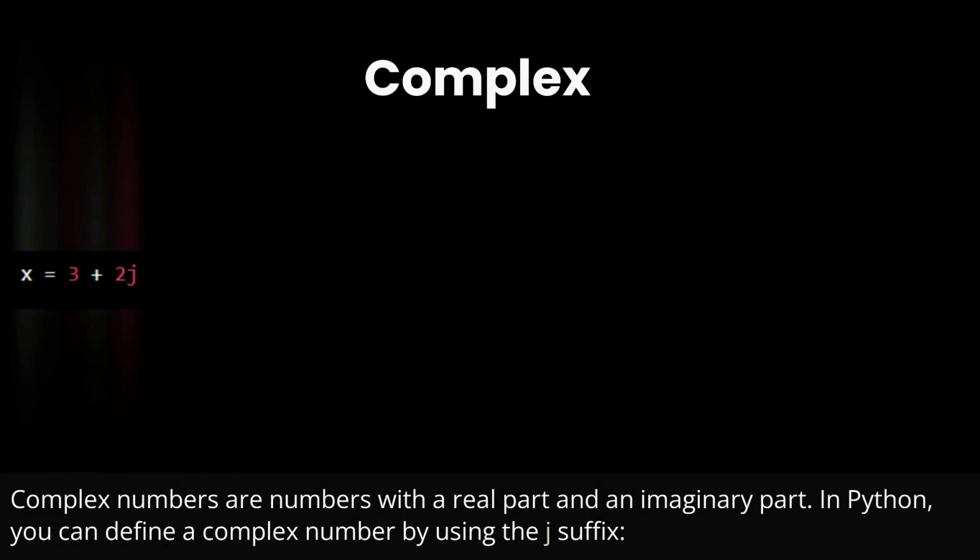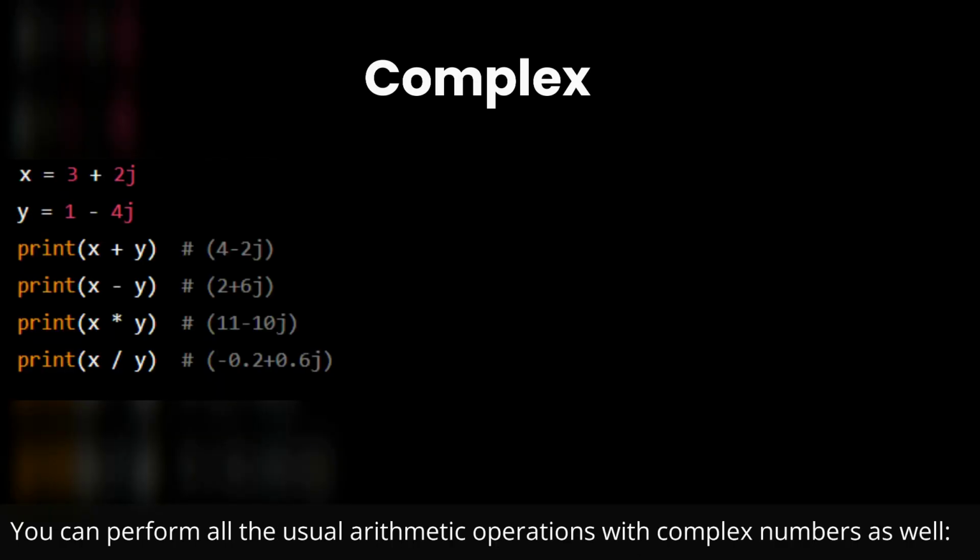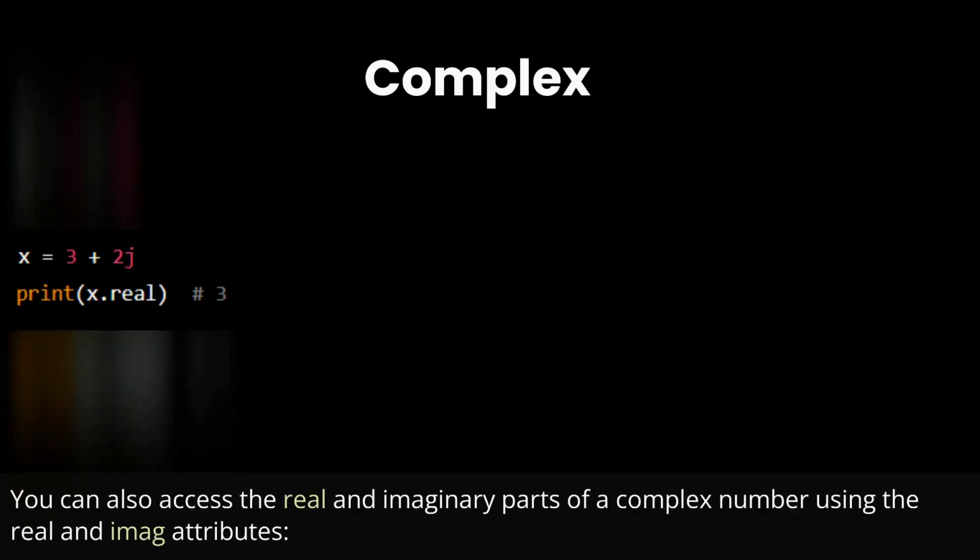Complex numbers are numbers with a real part and an imaginary part. In Python, you can define a complex number by using the j suffix. You can perform all the usual arithmetic operations with complex numbers as well. You can also access the real and imaginary parts of a complex number using the real and imag attributes.